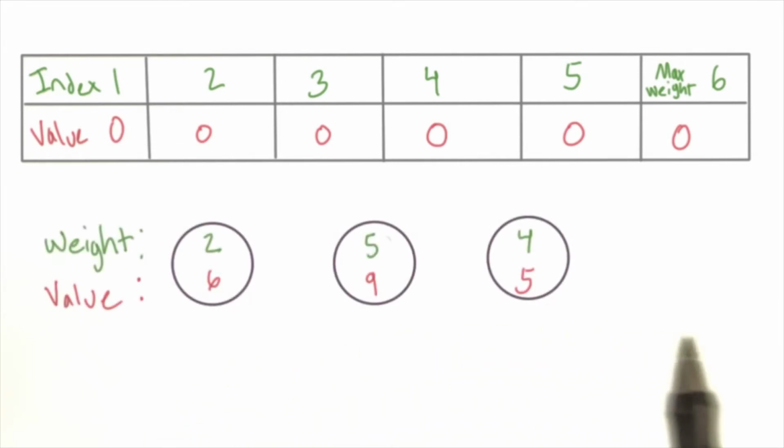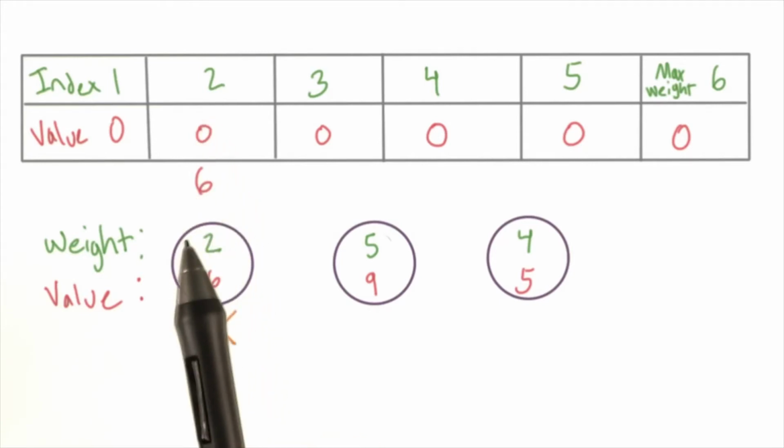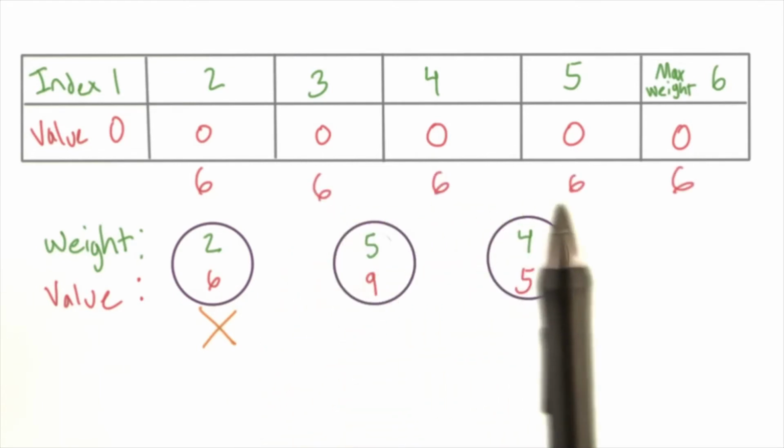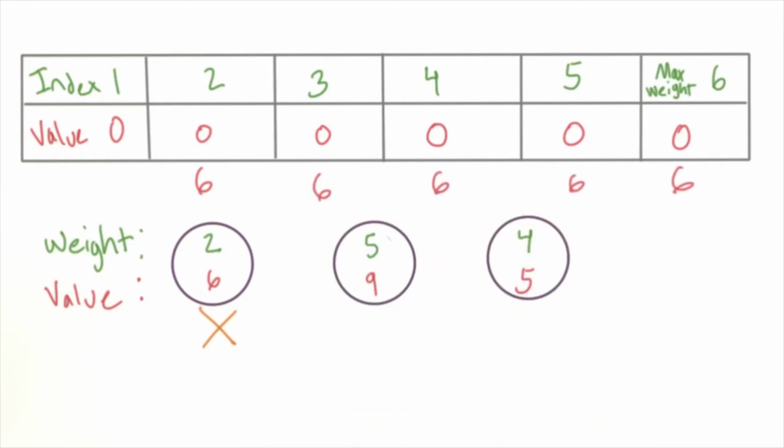These are our objects that we're trying to fit in a knapsack with a weight limit of 6. We take out the object with a weight of 2. We can update the value at index 2 to the value of the object. Then we'll update everything after it as well with the same value. Even if our knapsack can hold 6, we've only seen one object so far, so we need to base that best value off one object.